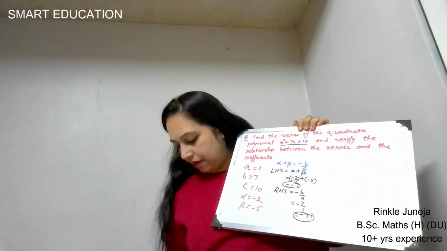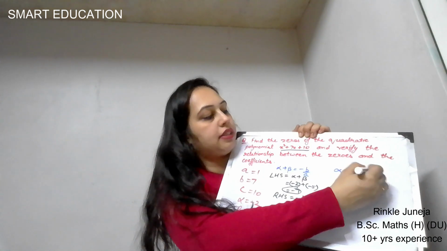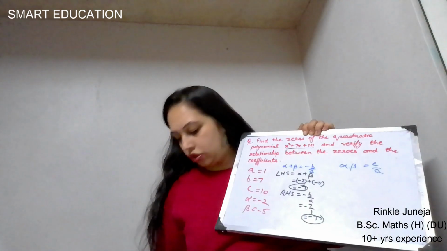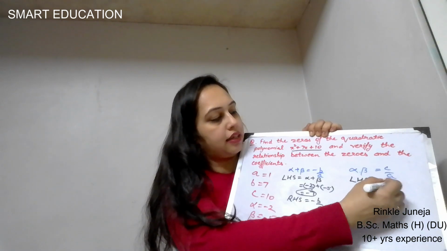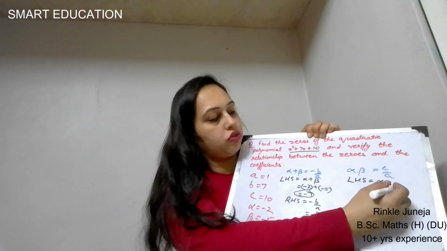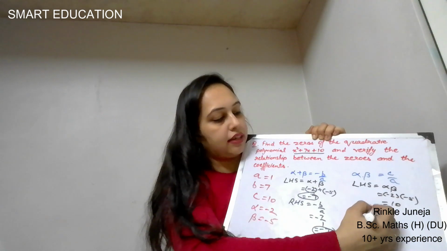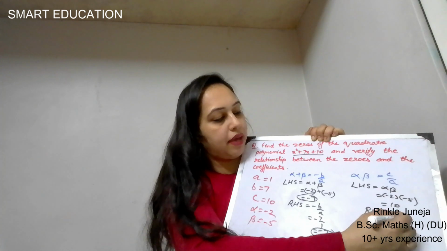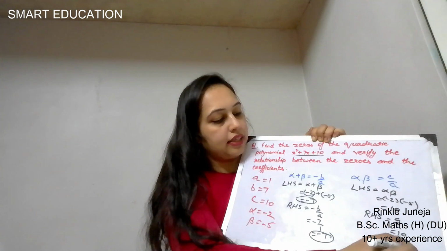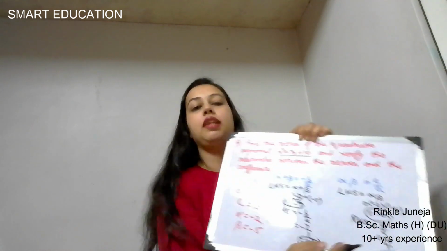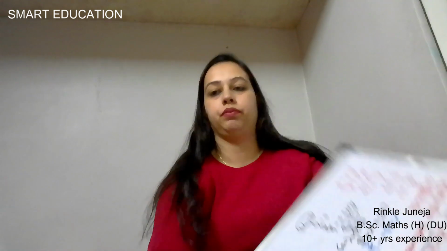The second relationship says alpha into beta is equal to c by a. So again, left hand side is alpha into beta, which is minus 2 into minus 5, which is equal to 10. And right hand side is equal to c by a, which is 10 by 1, which is of course 10. So right hand side is equal to left hand side. Hence the relationship is proved.